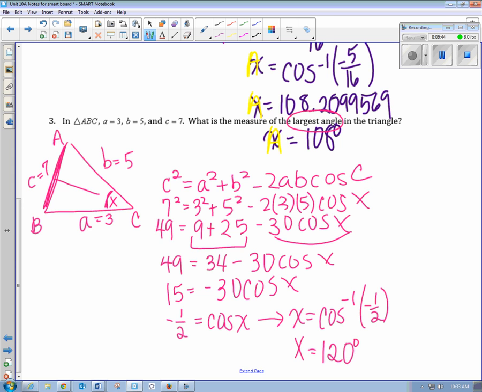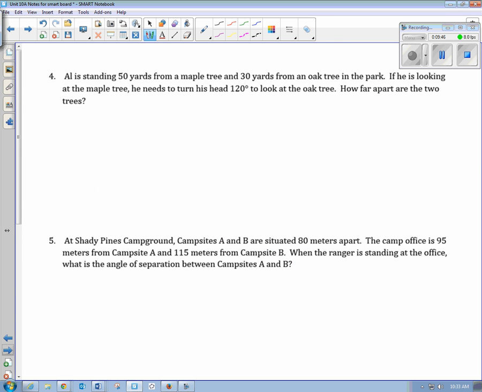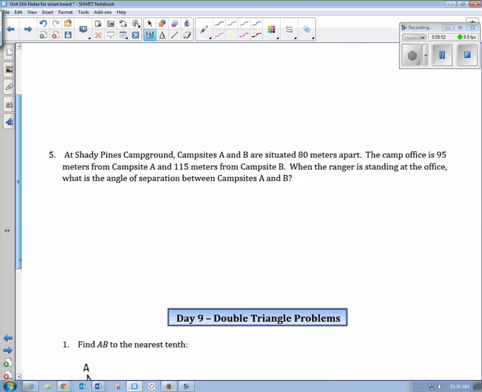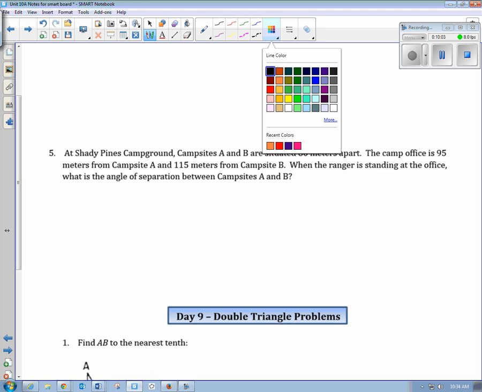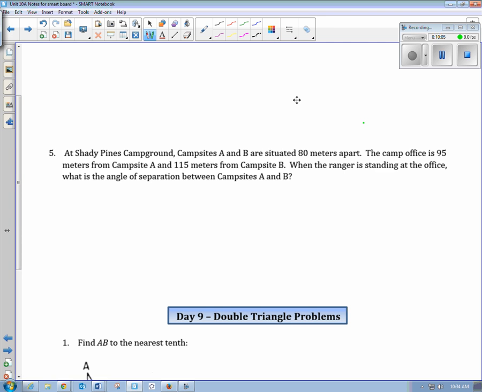One more question I'm going to do in this first video on the second page. Question number 5. These are Common Core questions here. You can see they really try to incorporate a real-world example. So they say there's a campground and that campsite A and campsite B are situated where they are 80 meters apart. So in this case, I'm going to put an A here and a B here, and they are 80 meters apart. So I'm going to put an 80 on that.